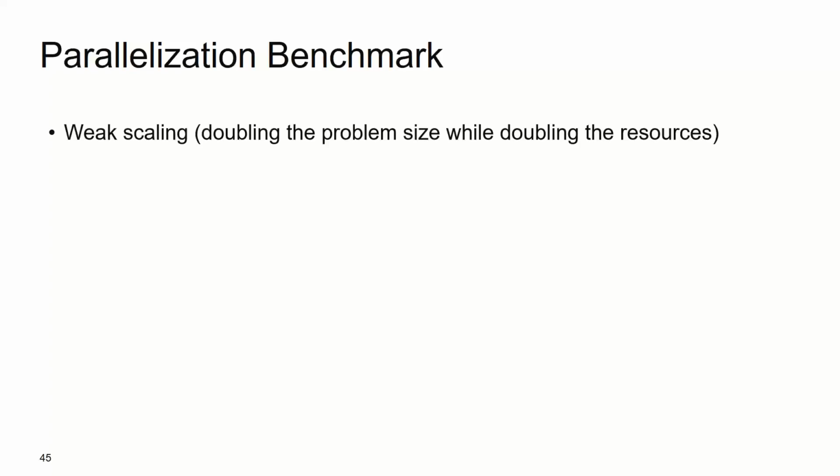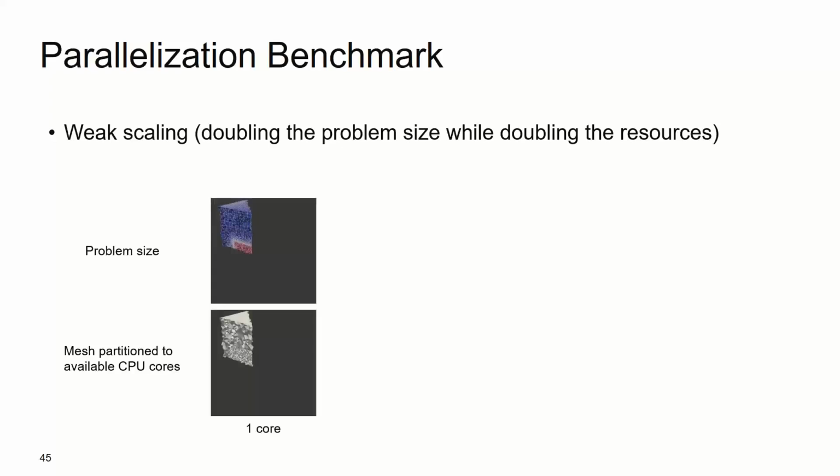One is called weak scaling, in which we double the problem size and double the resources. As you can see here, when we double both, we expect to have the same amount of execution time that the simulation takes to run. So this is a visualization of that.